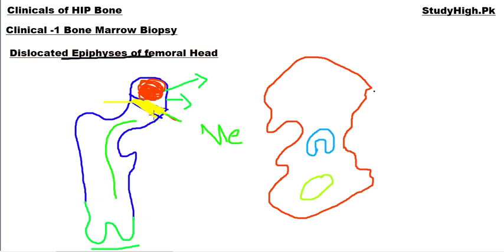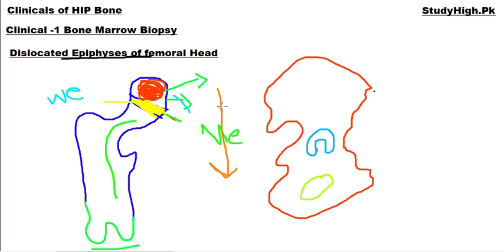What happens because of some type of disease or because of trauma or injury? The epiphyseal plate is weakened, or because of injury it may be broken. So what will happen? The head of this femur will be dislocated. It will move in a downward direction, or maybe upward, but in most cases the head of the femur moves in the downward direction. As a result, there will be a coxa vara.